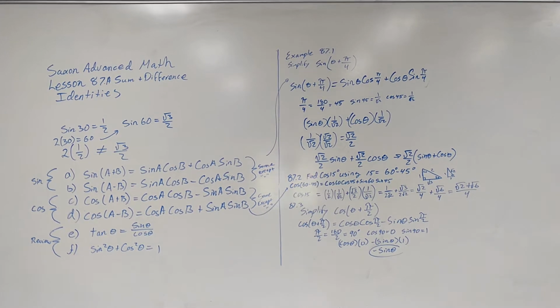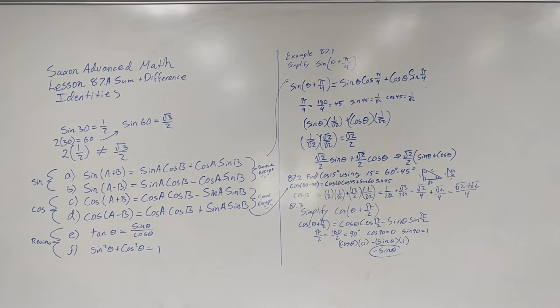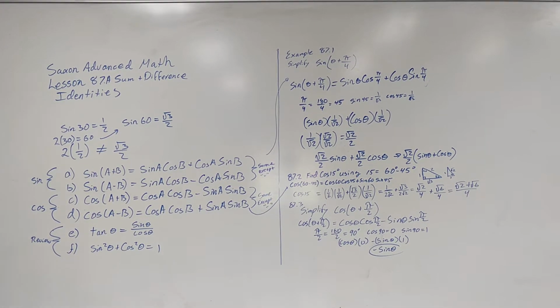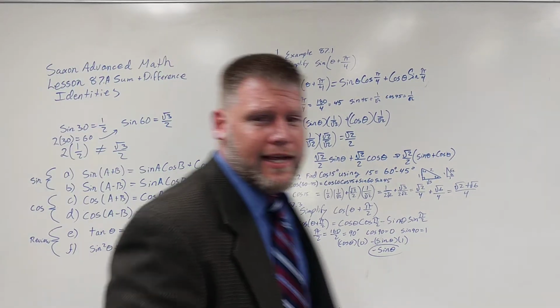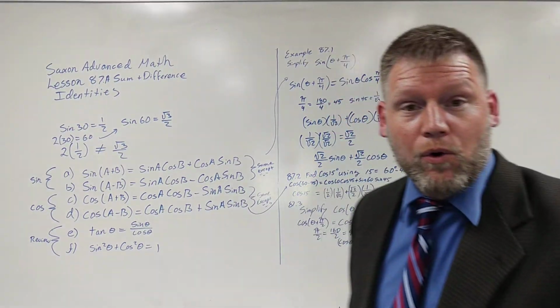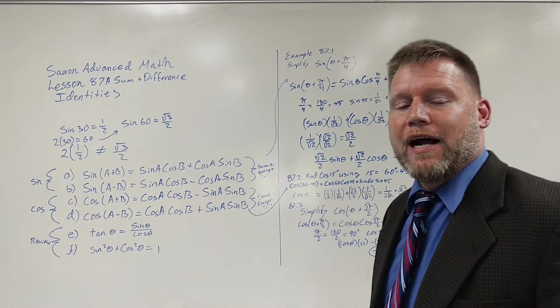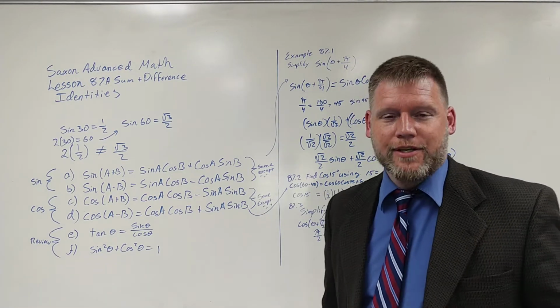All right, this is Saxon Advanced Math, lesson 87.A, and this is sum and difference identities. Now, a couple of things we need to talk about with identities. First of all, we have to remember what an identity is. An identity is something that equals itself always, right? We did this with a conversion factor, which is an identity. It works out every time.